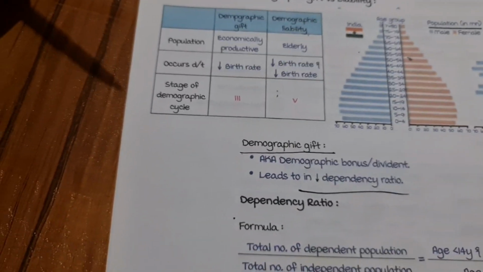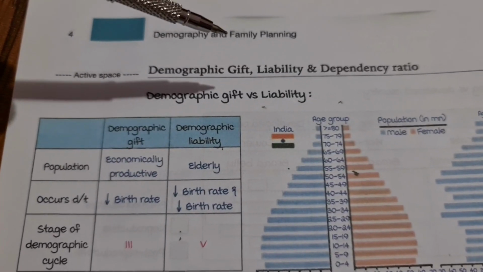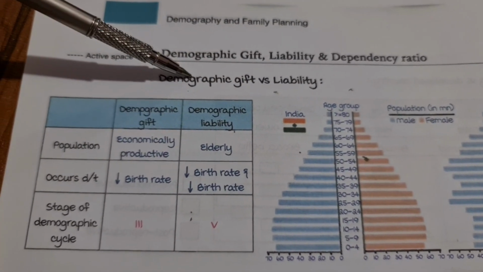So let's come to the next page. There is one point: demographic gift, demographic liability, and the dependency ratio. So actually, what is the demographic gift?